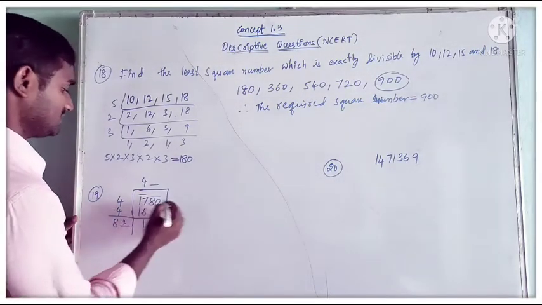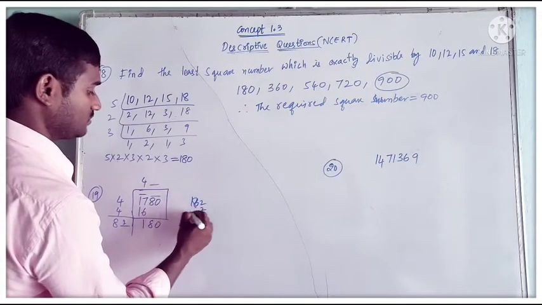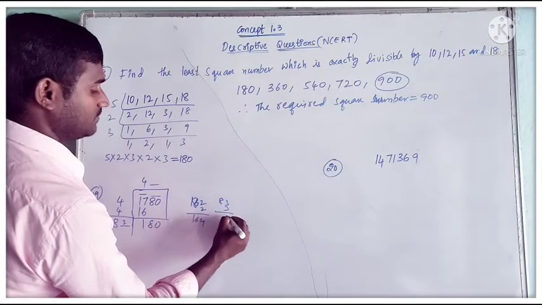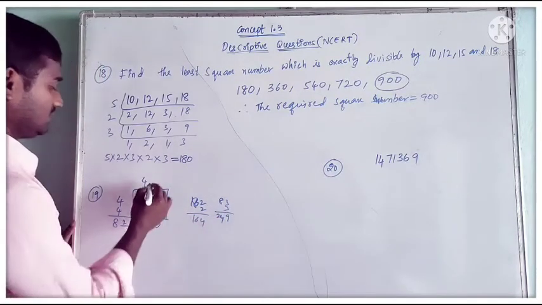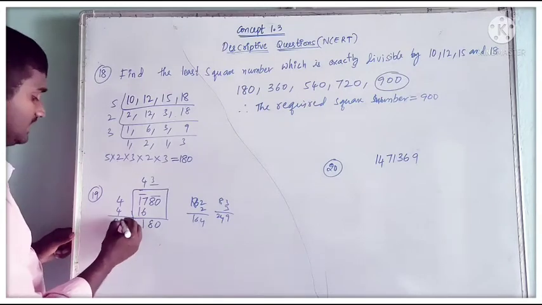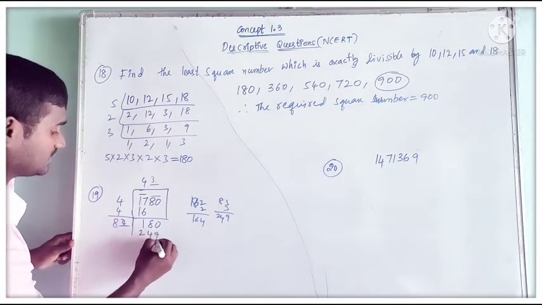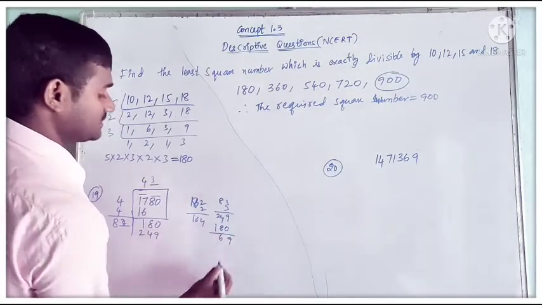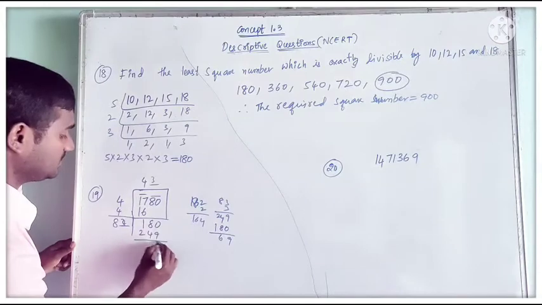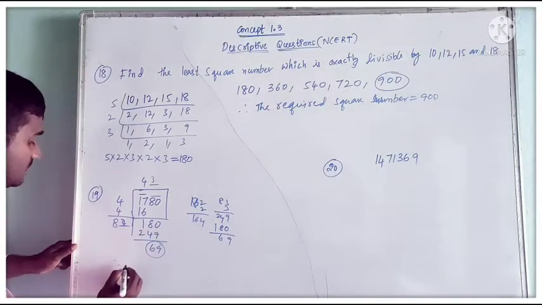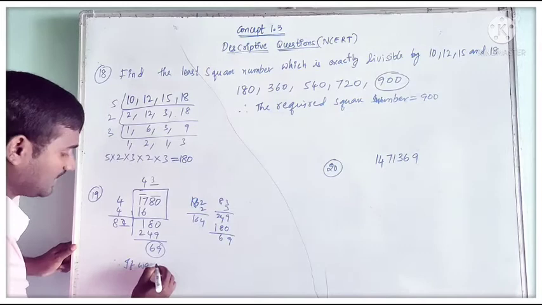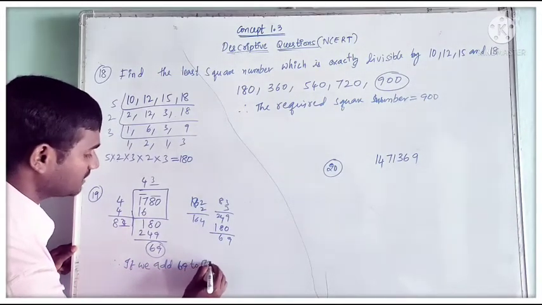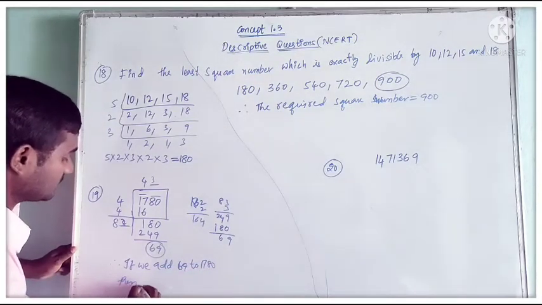Into 2, 82 into 2, 164. So 164 is less than 180. So 83 into 3, 249. So we take the very next greater number. 83 into 3 is equal to 249. So 249 minus 180 is 69. What we need is 69. Therefore, if we add 69 to 1780, then it becomes a perfect square.